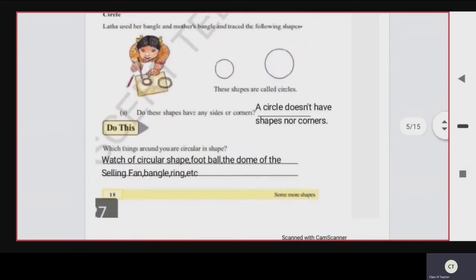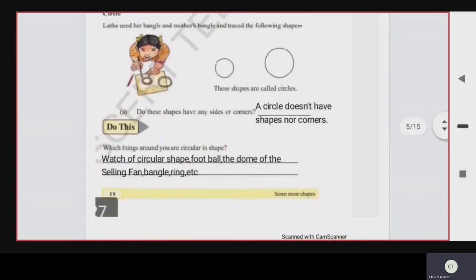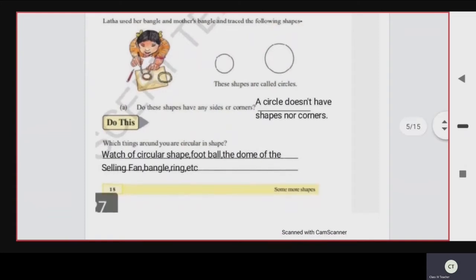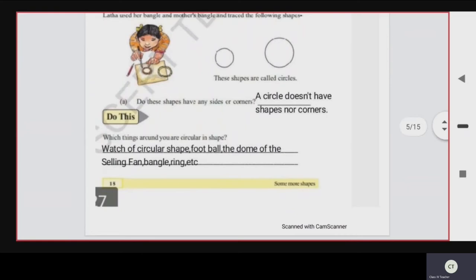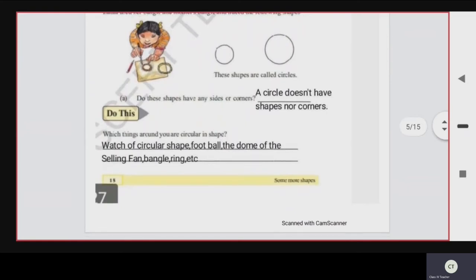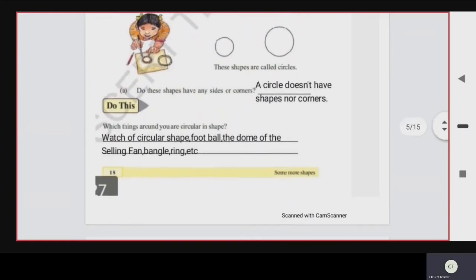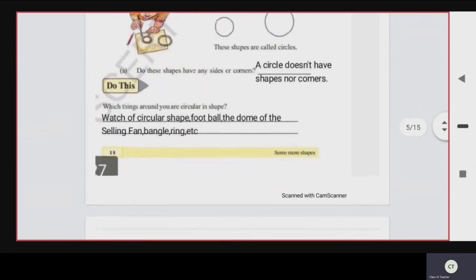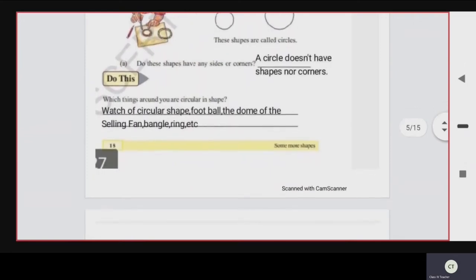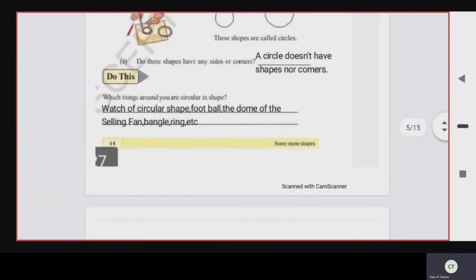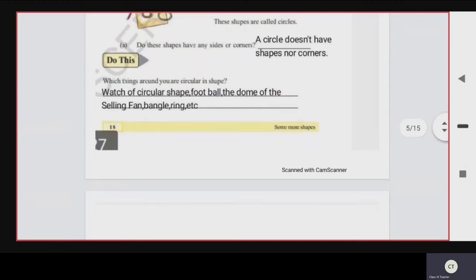The next one, Lata used her bangle and her mother's bangle and traced the following shape. So if you trace a bangle, what shape do you get? The shape which you get is the shape of a circle. The next question, do these shapes have any sides or corners? No, a circle doesn't have sides nor does it have corners, children.